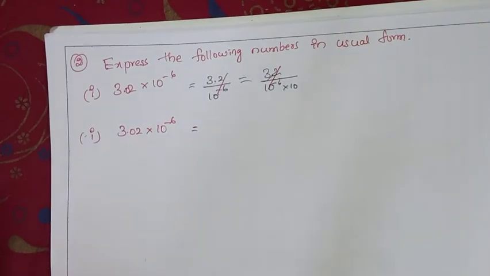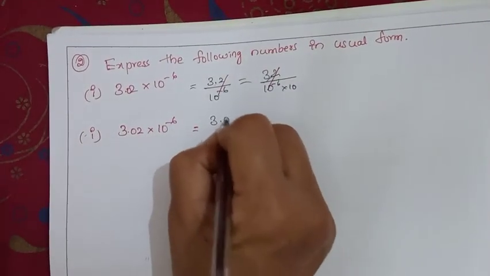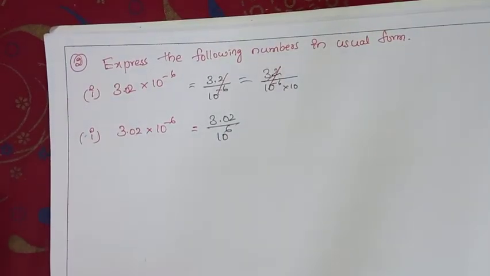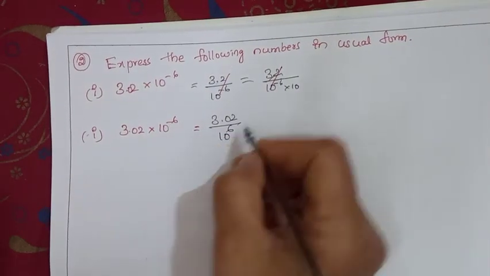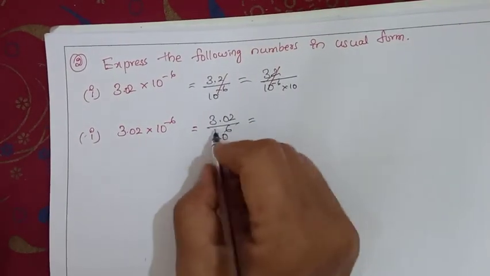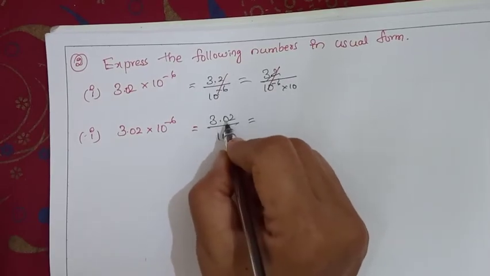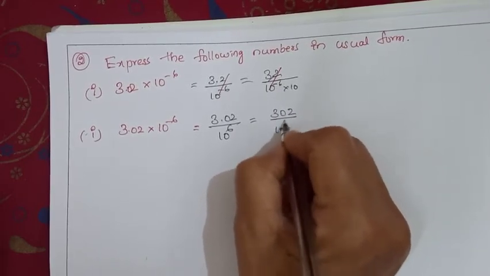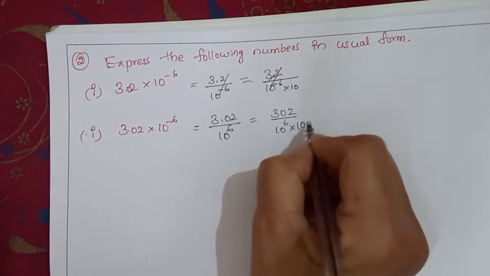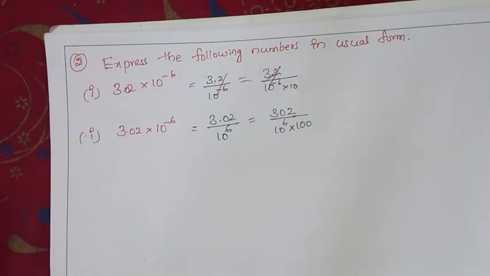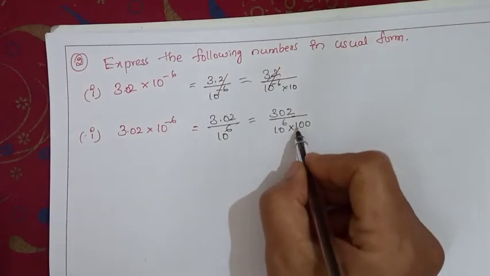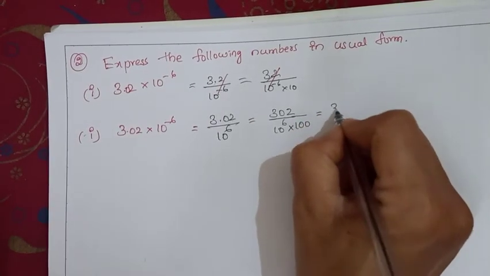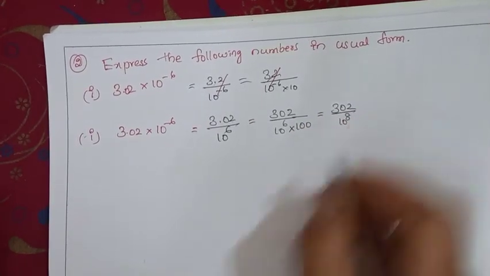Right. So now, first of all, 3.02 by 10 to the power of 6, not minus 6. Okay, the negative will be taking place in the denominator, positive. Okay, next here, two digits are there. So 302 by 10 to the power of 6 into 100. I just removed two decimals and I have taken in denominator two zeros. Okay, then what is this? 302 by 10 to the power of 8.